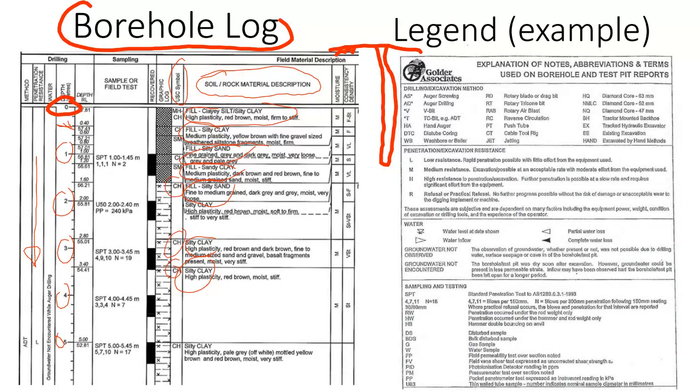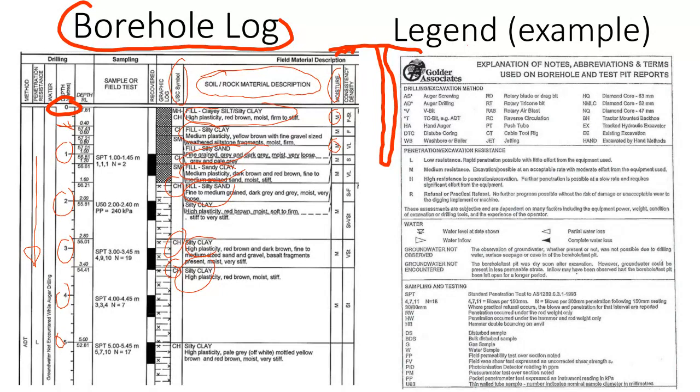Another good thing about this borehole data is that you can look at the moisture. Moisture will give you some idea if the soil is moist. You see the symbol M. Sometimes you see W, which means wet. If you don't know all the symbols, don't worry, because each borehole log comes with a legend.